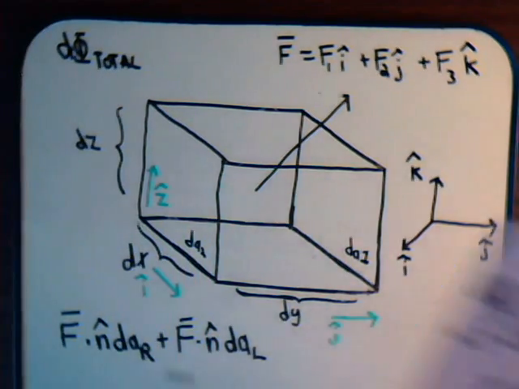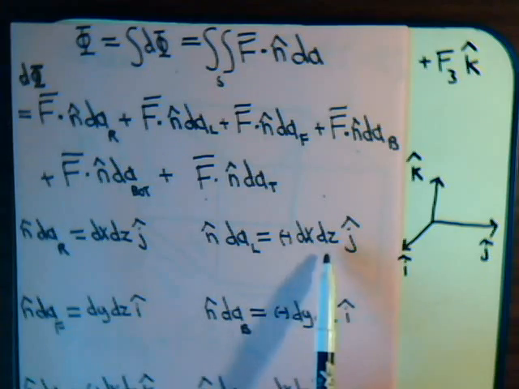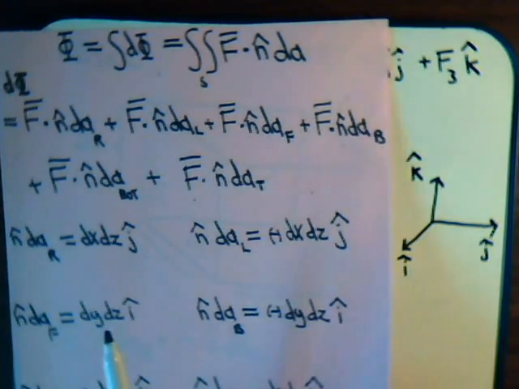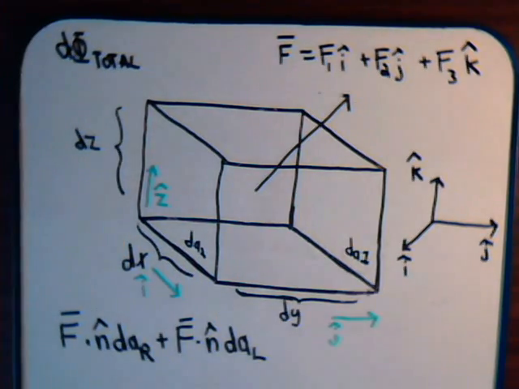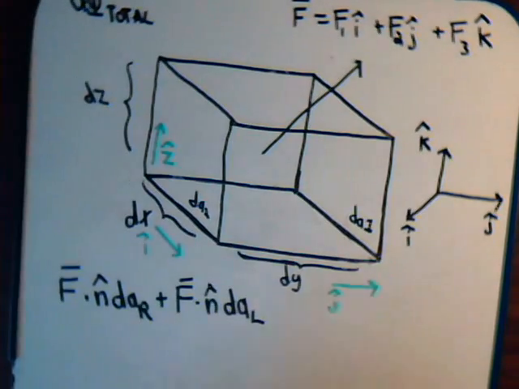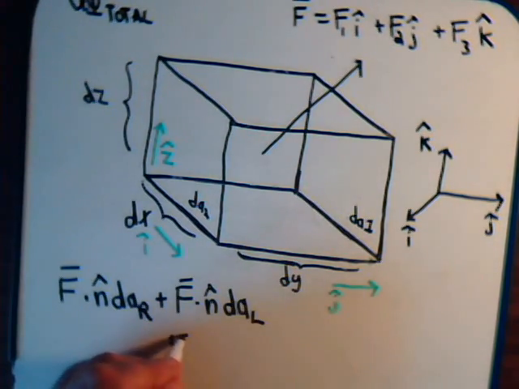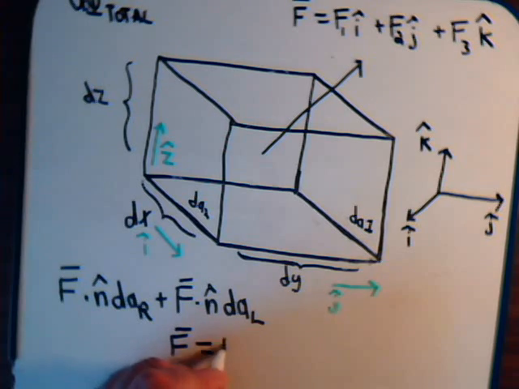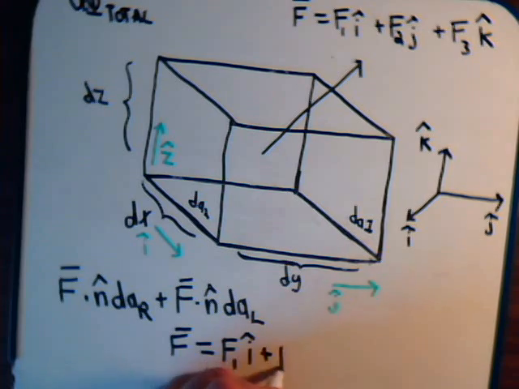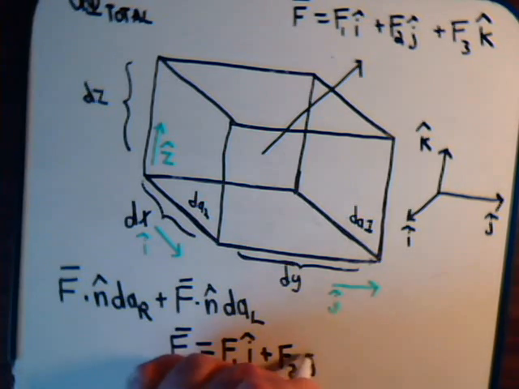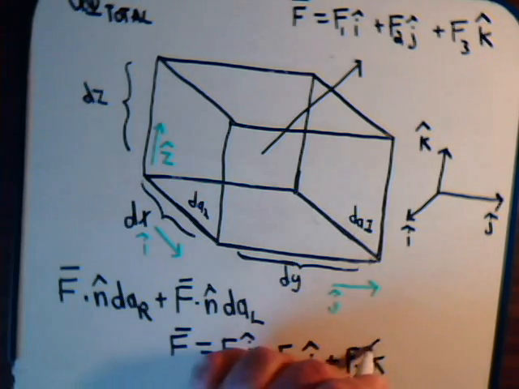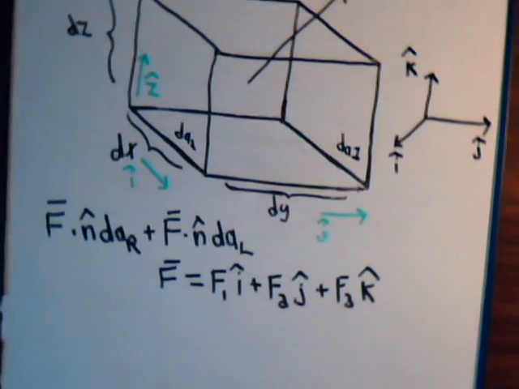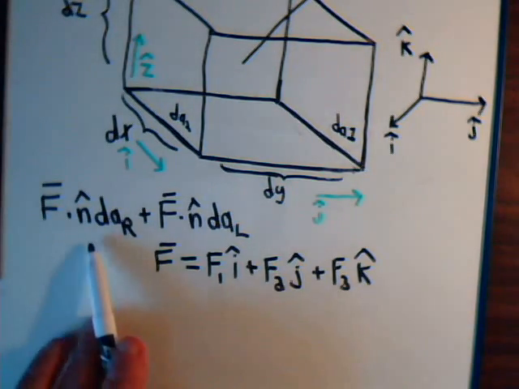Over here, of course, it's just going to be dx dz times minus j. We always want the normal vector pointing away from the surface. So here then, of course, the vector f, we just express that in general form, like this. And we want to take the dot product of that with this.